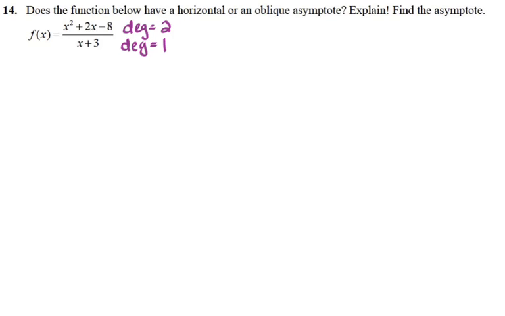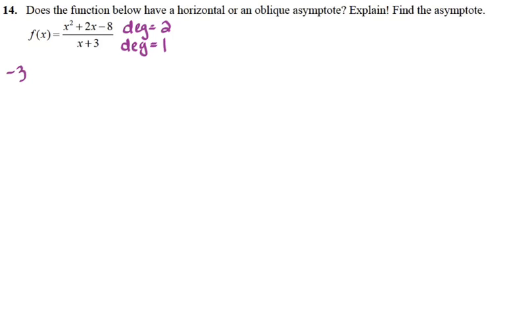So does the function have a horizontal or an oblique asymptote? It has an oblique asymptote because the degree of the numerator is greater than the degree of the denominator. So that's your explanation. The degree of the numerator is greater than the degree of the denominator. To actually find the asymptote, you need to divide. So you can do synthetic division or long division for this one. This one I'm going to go ahead and do synthetic division since I'm dividing by x plus 3.